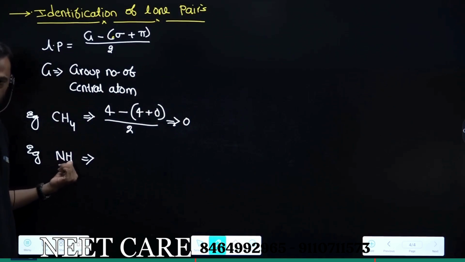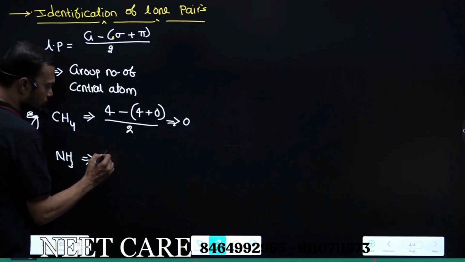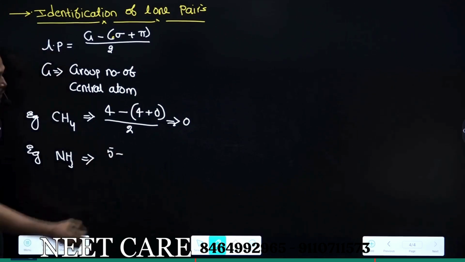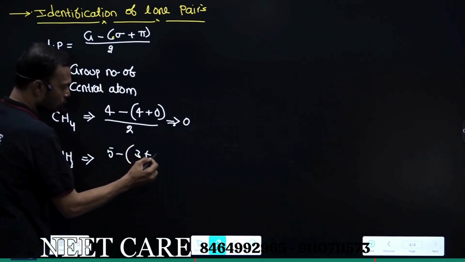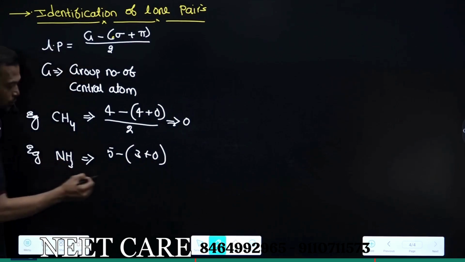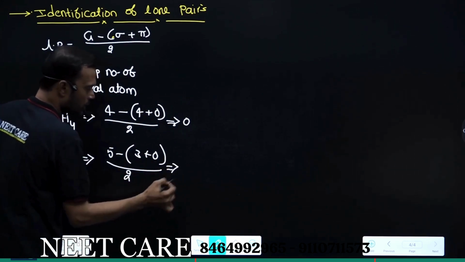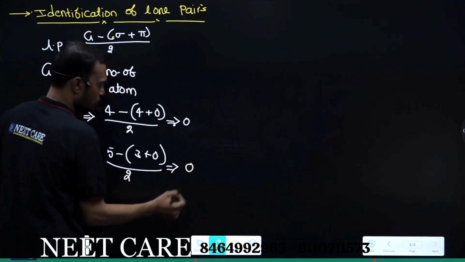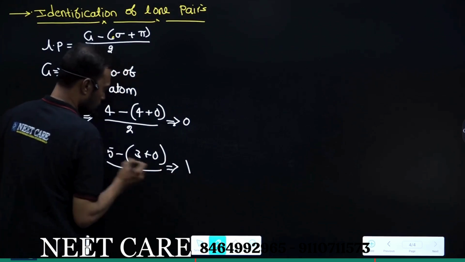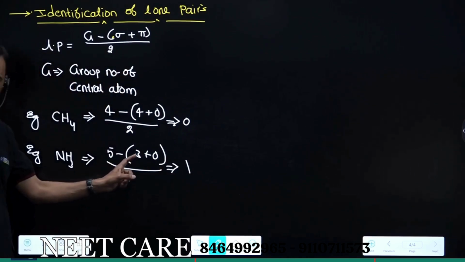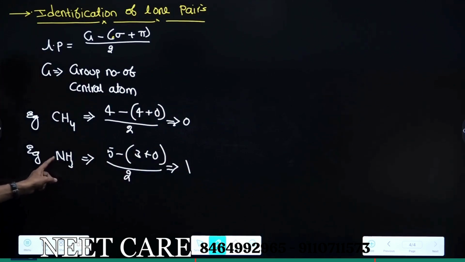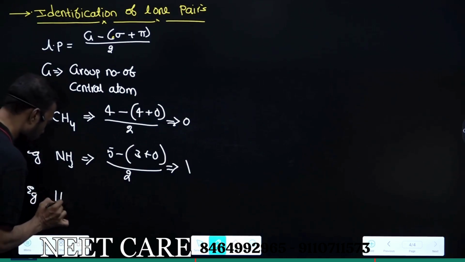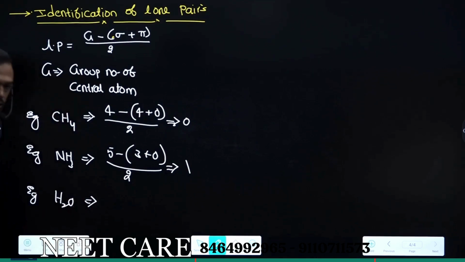So every time try to select the central atom in that molecule. The central atom of ammonia is nitrogen. Nitrogen belongs to the 5th group, right? That is 5. Then how many sigma bonds and pi bonds around nitrogen? Only 3 sigma bonds are there. Any lone pair? Any pi bond present? No. So I can say divide by 2. 5 minus 3 is 2, 2 by 2 is 1. Means on this nitrogen there is 1 lone pair.